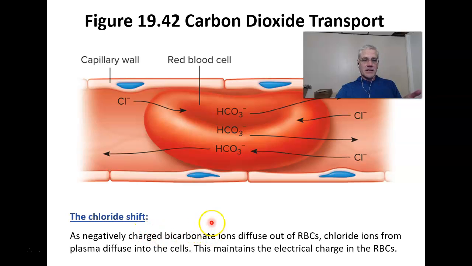Right? Negatively charged bicarbs diffuse out of the red blood cell. Chloride ions from the plasma diffuse into those cells. This maintains electrical neutrality in the red blood cell. That's important. It's called the chloride shift.